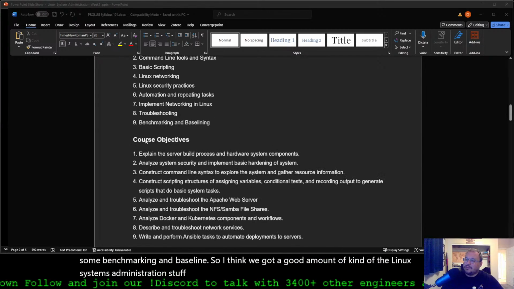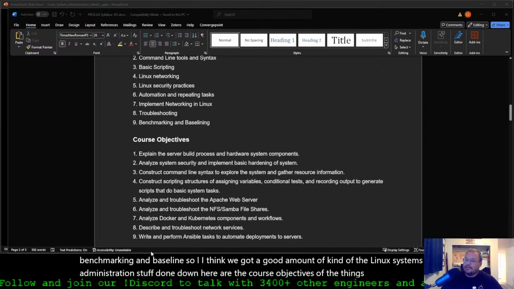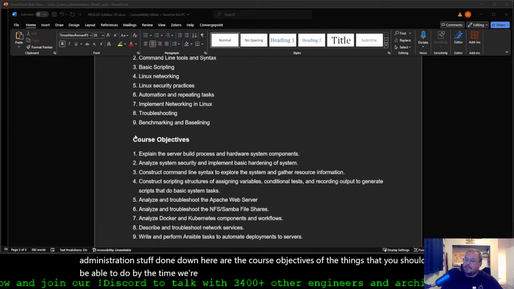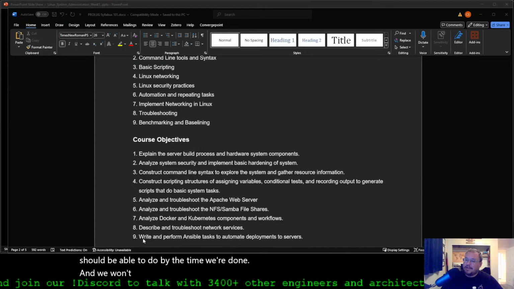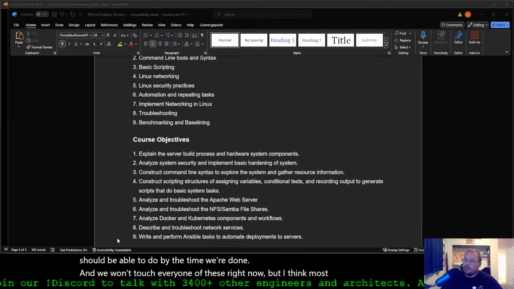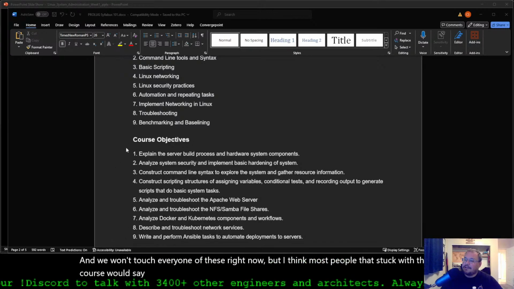Down here are the course objectives of the things that you should be able to do by the time we're done. We won't touch every one of these right now, but I think most people that stuck with the course would say, yeah, I at least have a strong understanding of each of these components.